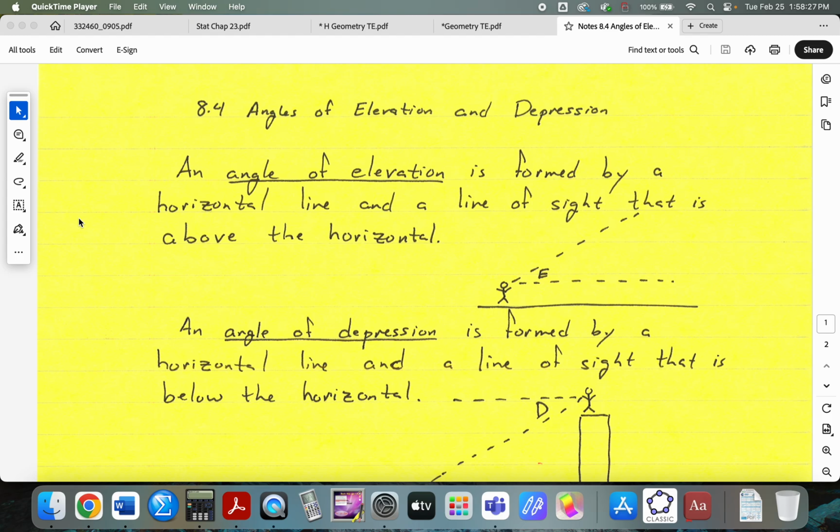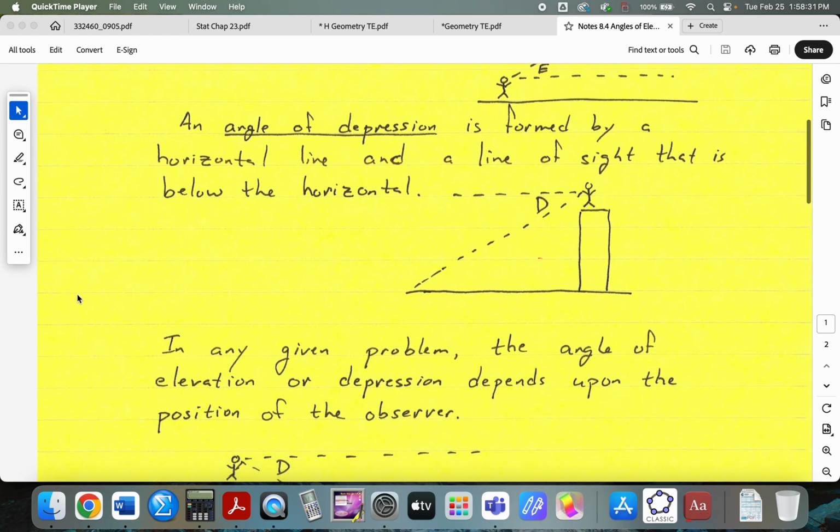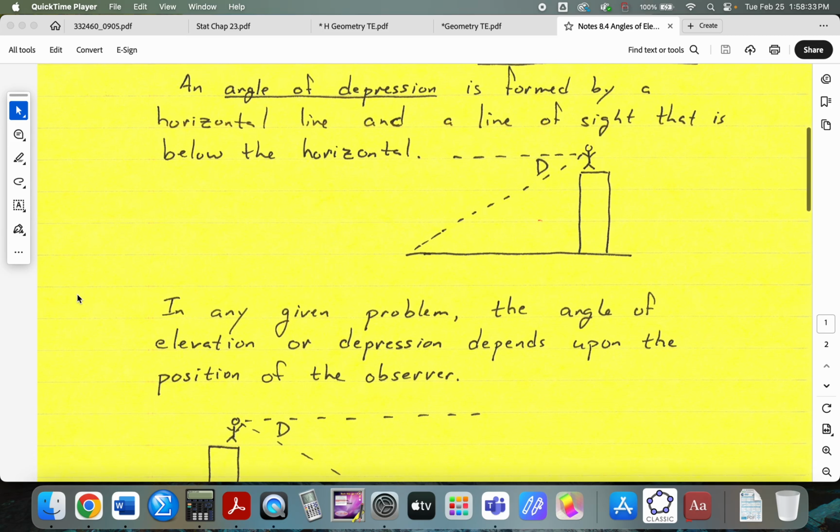Now, what students frequently get wrong, not everybody, but some students get this wrong the whole unit, and then they lose tons of points on the test. Don't let this happen to you. It's the angle of depression. For an angle of depression, you still start off by looking straight forward, but then you look down. That angle is an angle of depression.